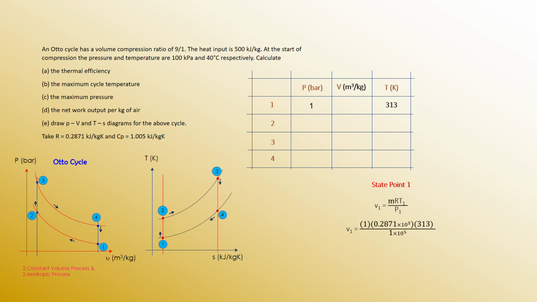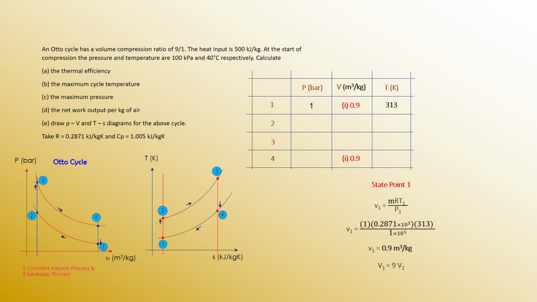If you don't take mass as 1 kg, then you can just ignore the mass and find the volume in meter cube per kg. So you get a volume of 0.9 meter cube per kg. Basically, it's better for you not to consider 1 kg. Then you fill it into the table, so that is 0.9. And we know that 1 and 4 is a constant volume process, so V1 would be equal to V4.